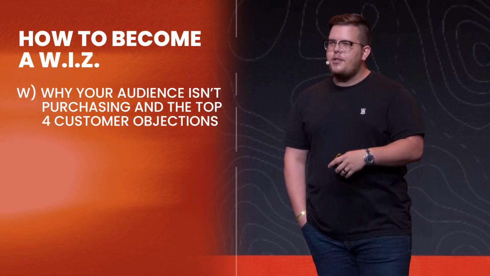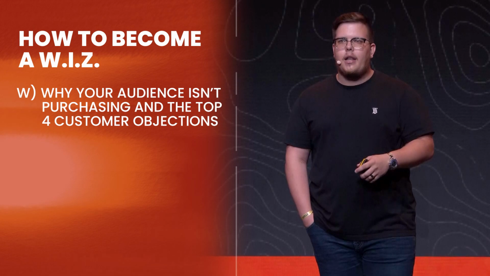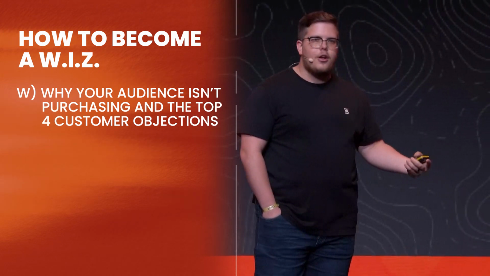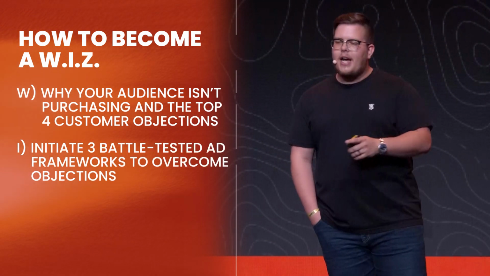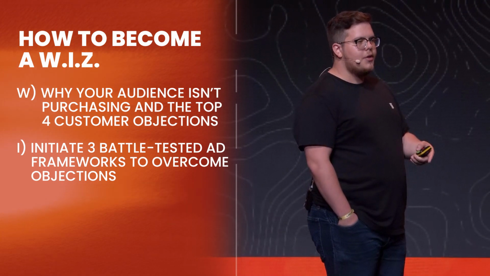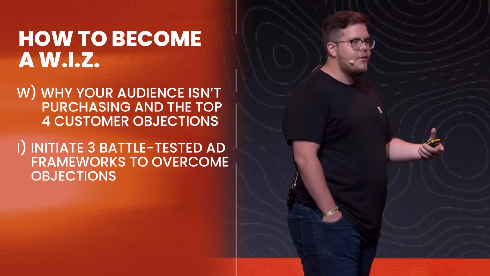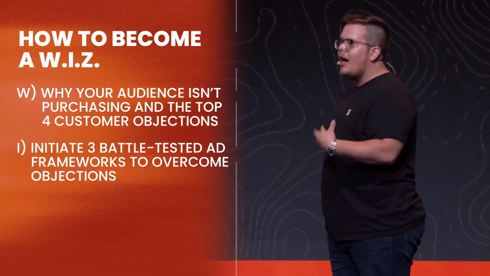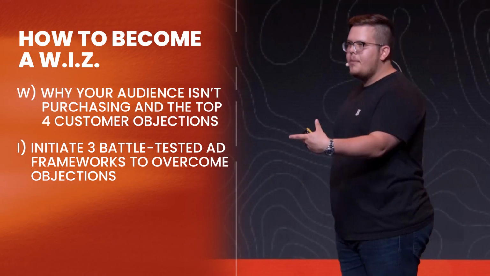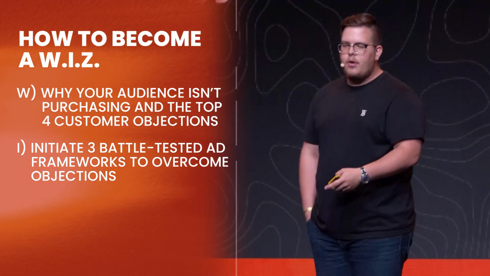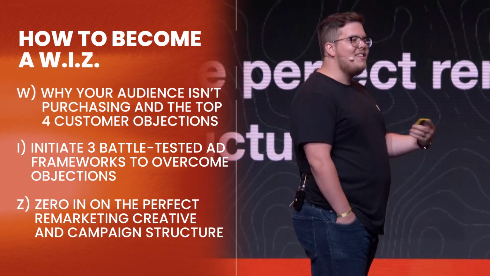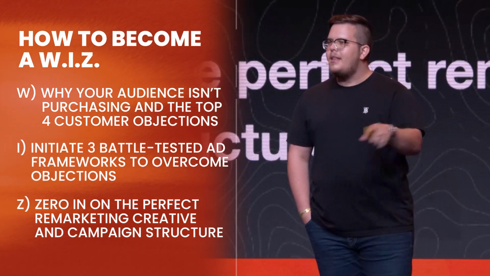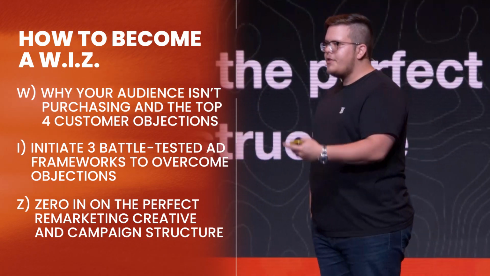First, you have to understand why your audience isn't purchasing. Using the top 4 objections that I've discovered after spending over $110 million, these are the 4 objections that I've seen consumers have for not purchasing or taking action on your campaigns. The second thing I'm going to show you is how to initiate battle-tested ad frameworks for overcoming each of these objections. Frameworks that you'll be able to apply today that use consumer psychology to overcome either the conscious or the subconscious objections that your market has when they see your ads. And the last thing is I'm going to show you how to zero in on the perfect marketing and remarketing creative and campaign structure that you can leave today, apply today, and start seeing results.